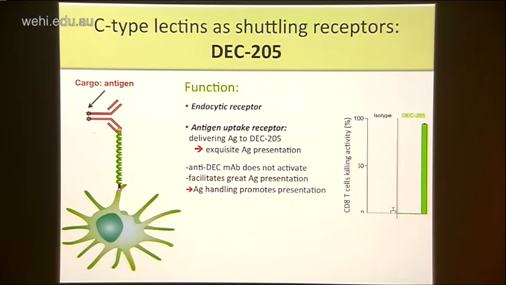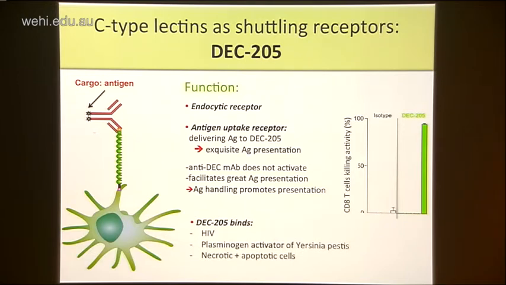So we have ourselves a parallel case exactly to what we saw in CLEC9A. It's not the activation of the receptor that is important, but it's what the receptor does after it grabs the antigen. And so in DEC205's case, it handles it in such a way that it promotes cross-presentation and actually presentation in general.